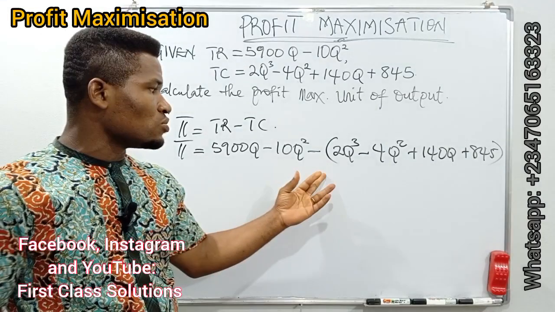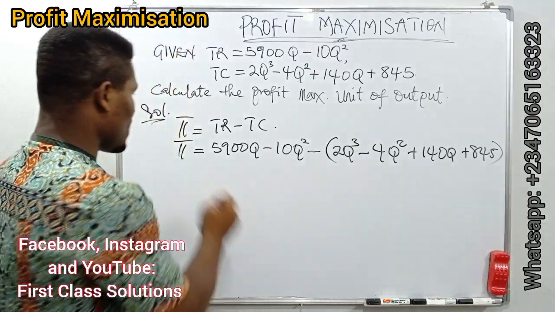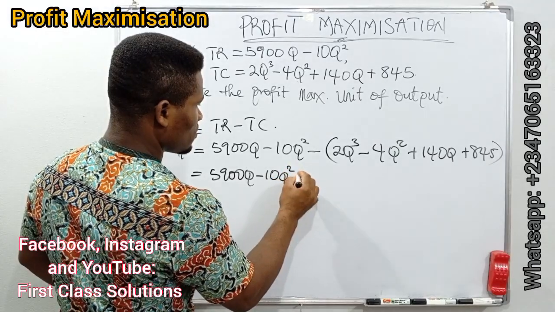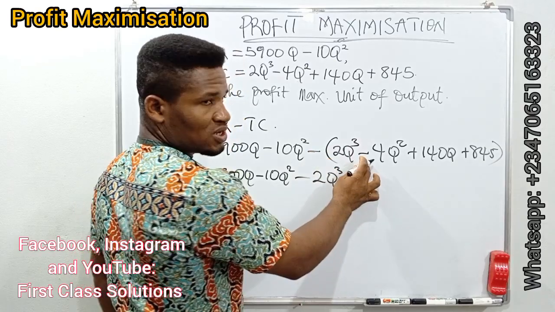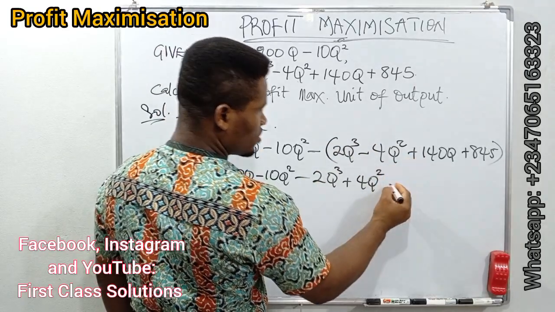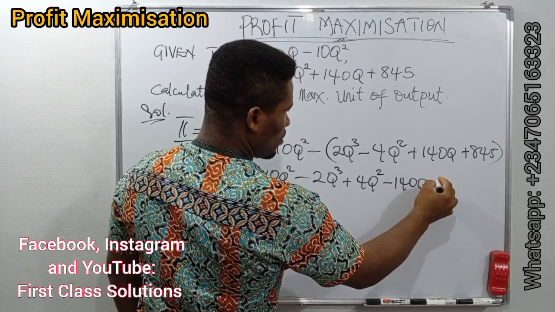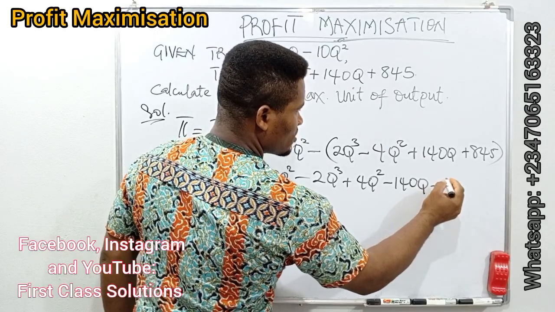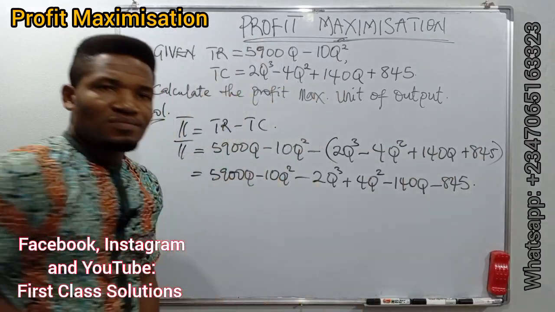So what you just need to do is to break down this bracket. We have 5900Q minus 10Q squared minus 2Q cubed. Minus times minus gives us plus, so we have plus 4Q squared. Minus times plus will give us minus, so we have minus 140Q, and minus 845.